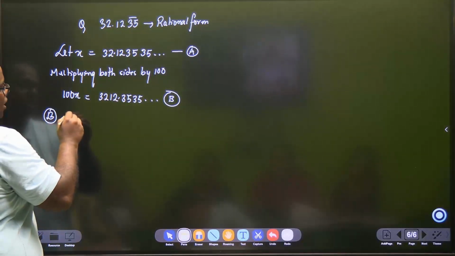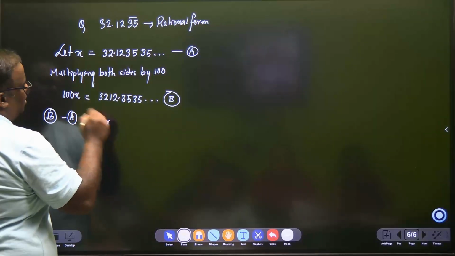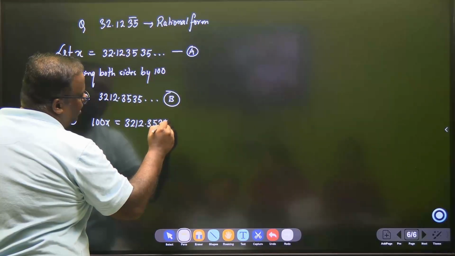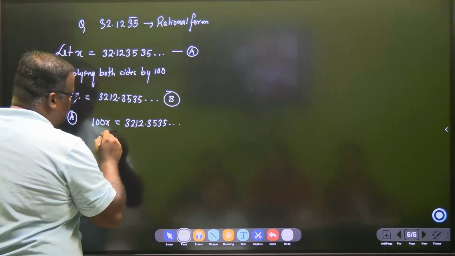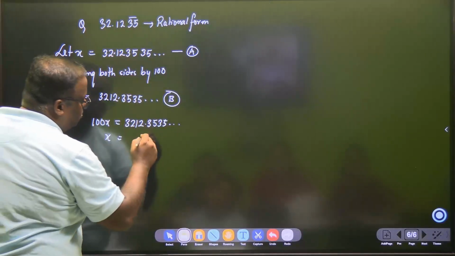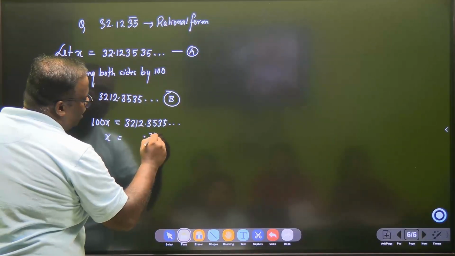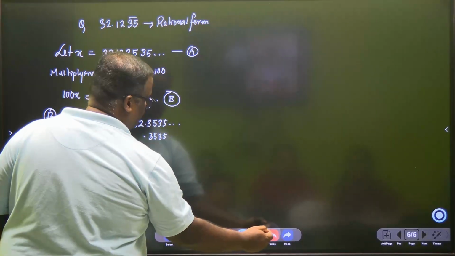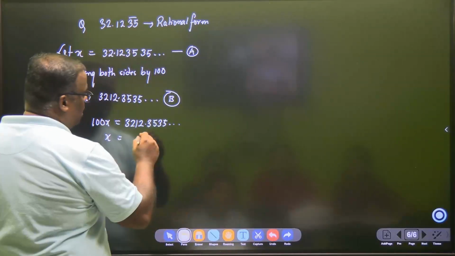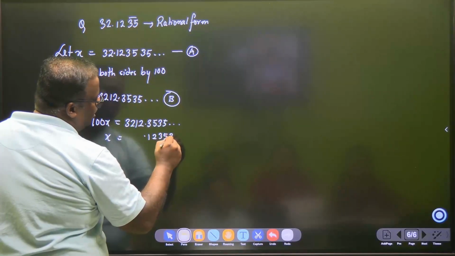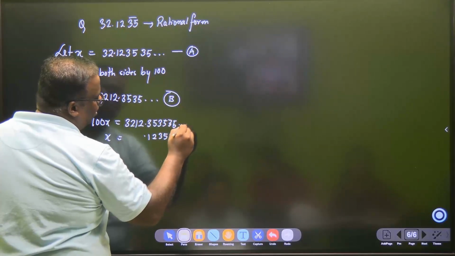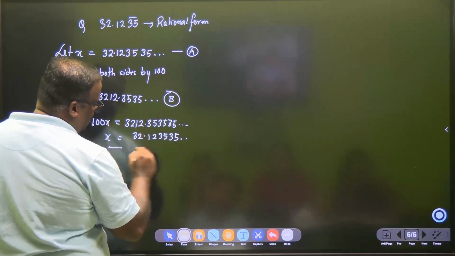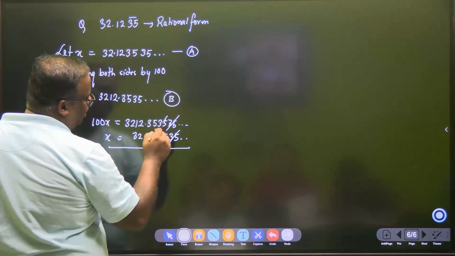Bigger number minus smaller number. So I have 100x is equal to 3212.3535 minus x equal to, now look, point should be below point, 32.123535. So you put one more 35 here. What happens? Nothing. And on this side we have 32. Agreed? 3535 gone, 3535 gone.